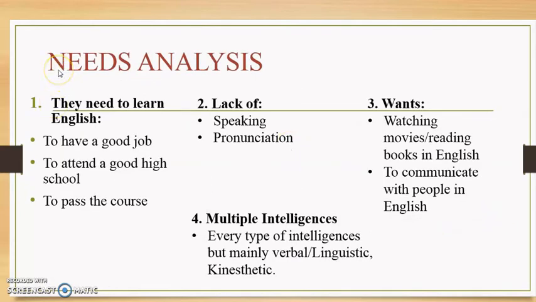We also focused on the results of needs analysis, such as firstly, they need to learn English. Why? To have a good job, to attend a good high school, to pass the course. They lack speaking and pronunciation mostly, and they want watching movies, reading books in English, and to communicate with people in the target language. And there were also multiple intelligences. All types of intelligences were existing, but mainly verbal and kinesthetic.